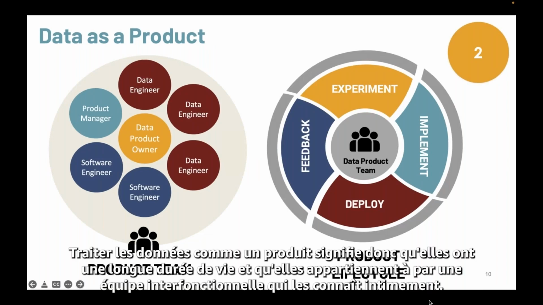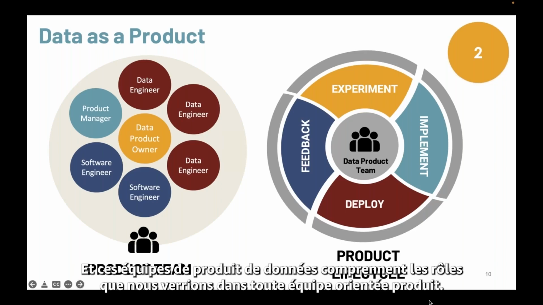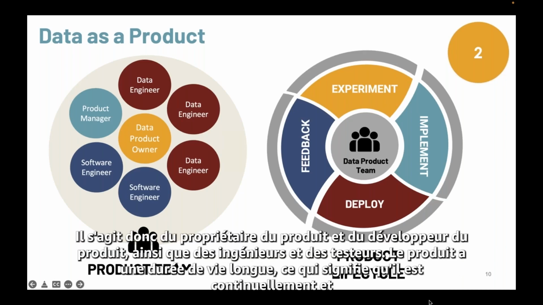So treating data as a product means it's long-lived and it's owned by a cross-functional team who know it intimately. They understand the business requirements, they understand the customer, and therefore they understand the data. And these data product teams include the roles that we would see on any product-oriented team, so things like product owner and product developer, as well as the engineers and the testers.